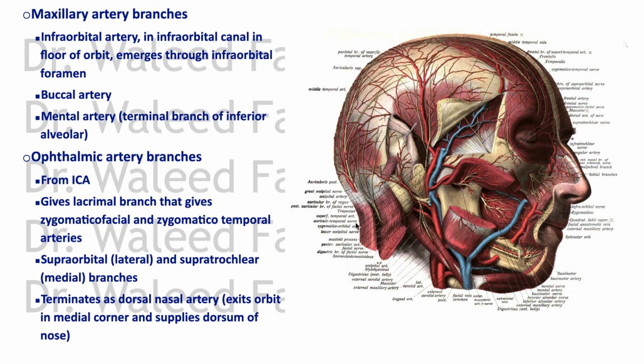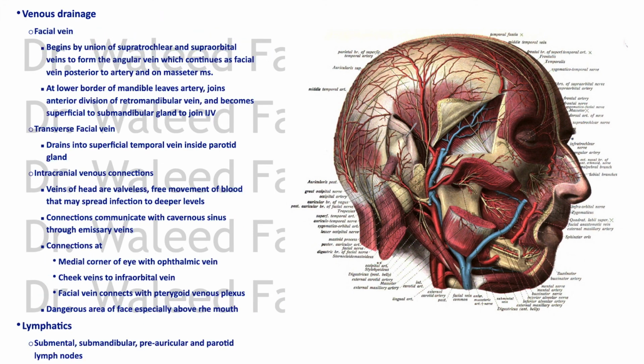Okay, this is the ophthalmic artery. Gives, we said, zygomaticofacial, zygomaticotemporal, supraorbital, supratrochlear, ends by becoming dorsal nasal or external nasal. The branches of the ophthalmic artery.